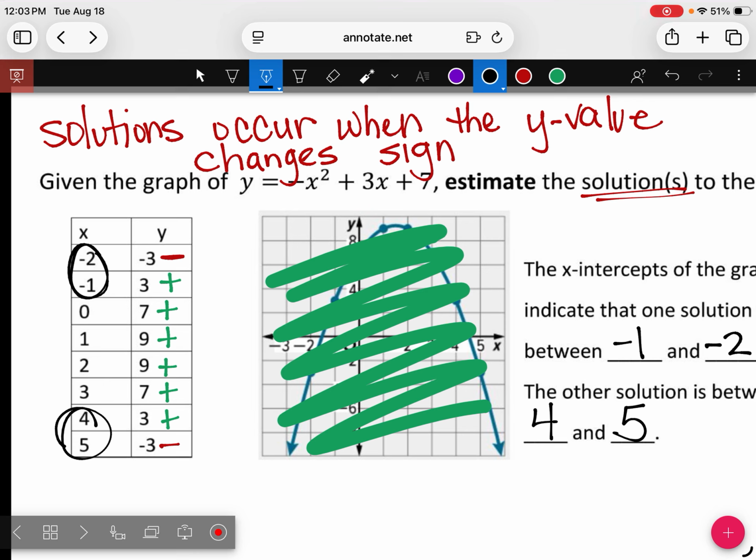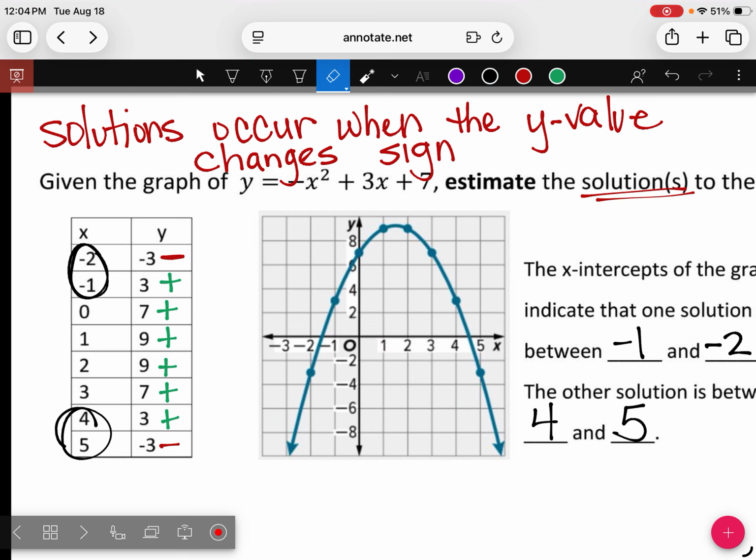Yes, Yanni? So when it changes sign on the y, the solution's the x sign? Yeah. Solutions are always x. When we talk about a solution, it's always x. So when the sign changes on the y value, it does. Yes, so let's talk about that a little bit.